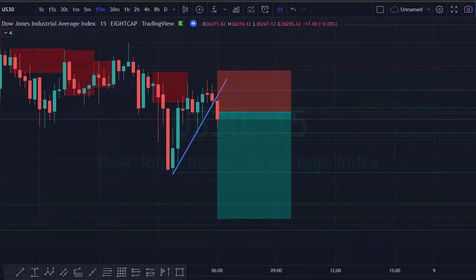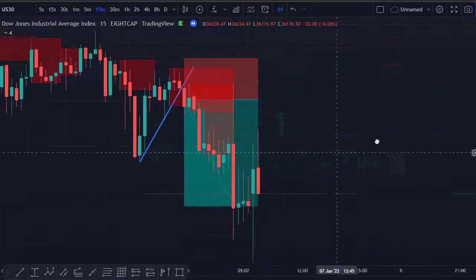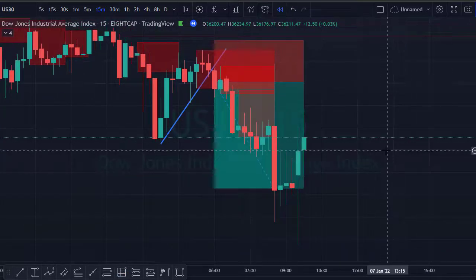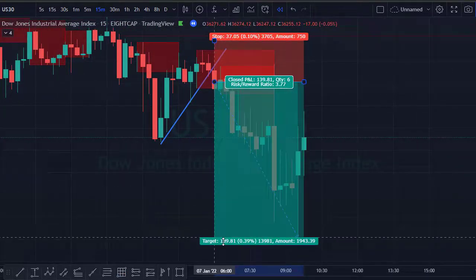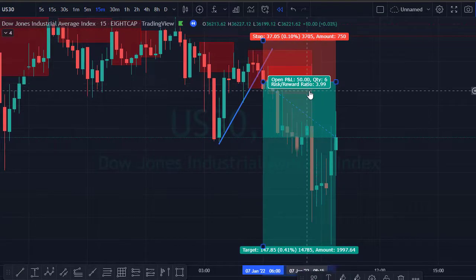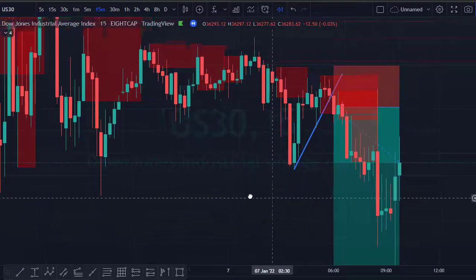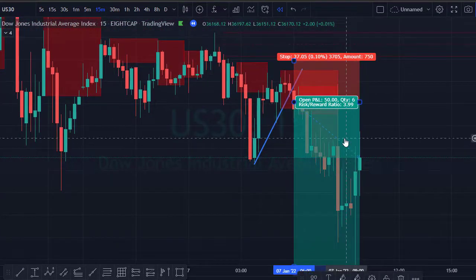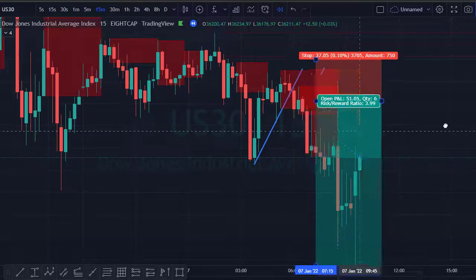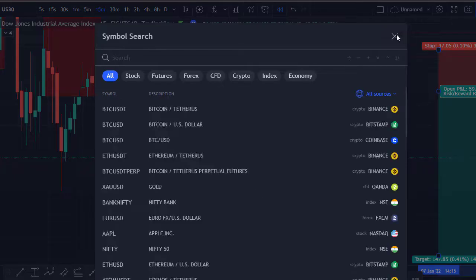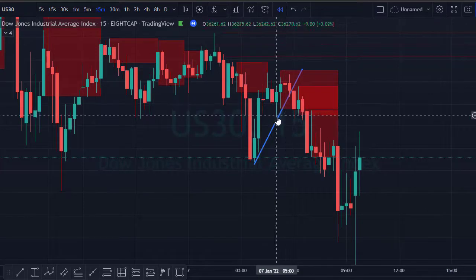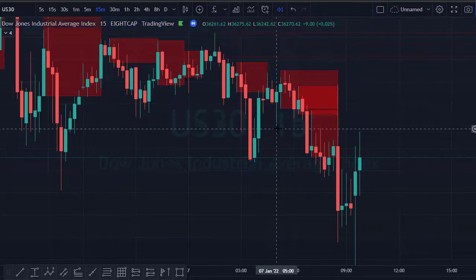See if this one plays out. Boom, smashed it. So right there, another one. That ended up being a 1 to 4. So we won a 1 to, I think, 1 to 4s already. That's 8 reward, and we lost 1. So let's just keep doing this. And this is on the US30 on the 15-minute.